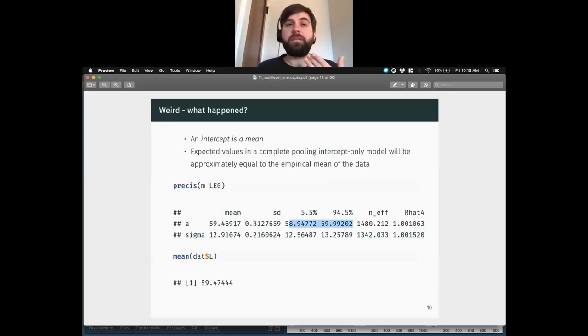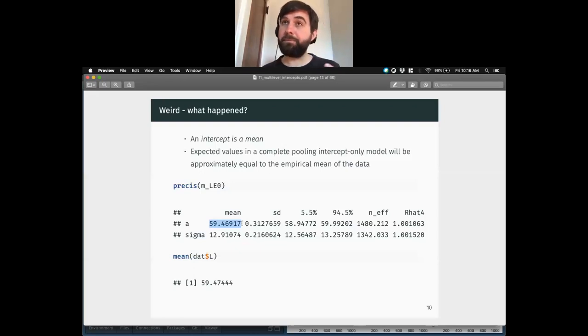But what happened here is this complete pooling intercept-only model effectively told the model that what you should do is guess the average value for each country. That's going to be in the Gaussian likelihood, and it's going to be the best guess that's going to minimize error. And so what we see here is the empirical mean of the data for life expectancy is 59.47, and our estimate in the posterior for alpha is 59.469. Those are indistinguishable from each other.